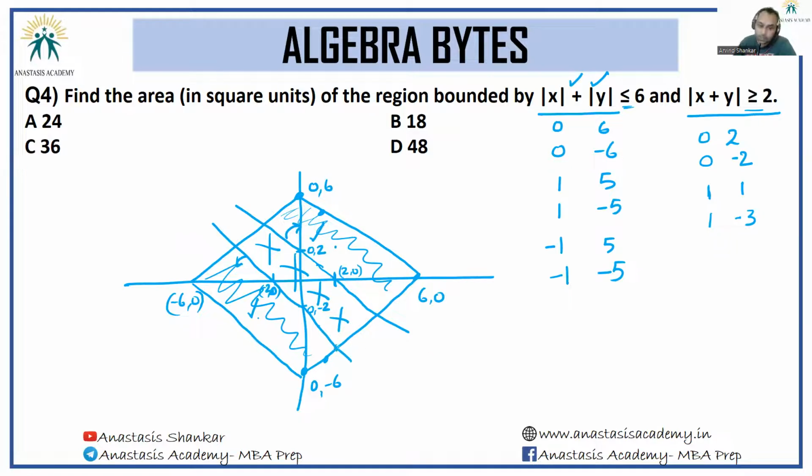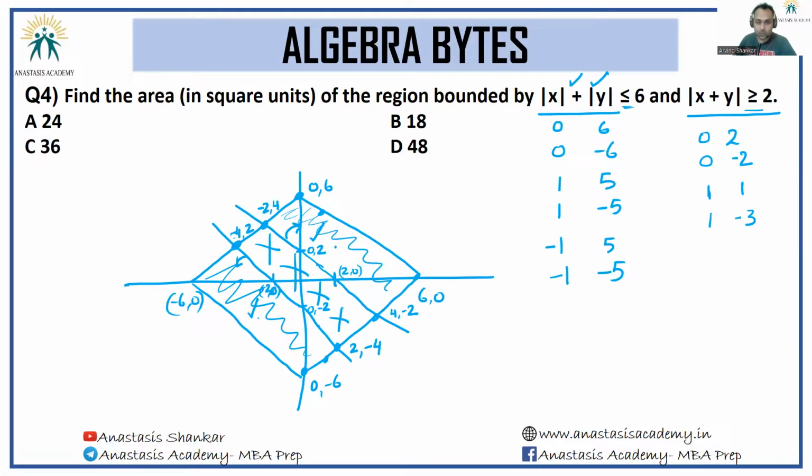Okay. Let us identify the intersection points here. (2, -2) and 6, so this will be -4, 0, 0, increasing at the rate of 1. So it has to be (-4, -2). Here it will be (-2, -4). Here it will be (4, -2). And here it will be (2, -4). These are the 4 points.